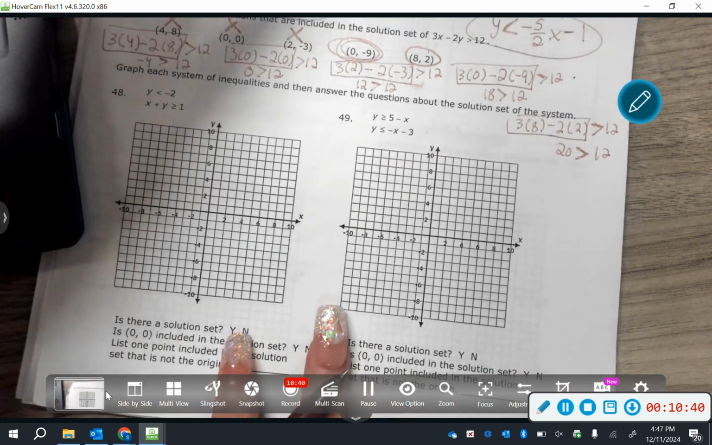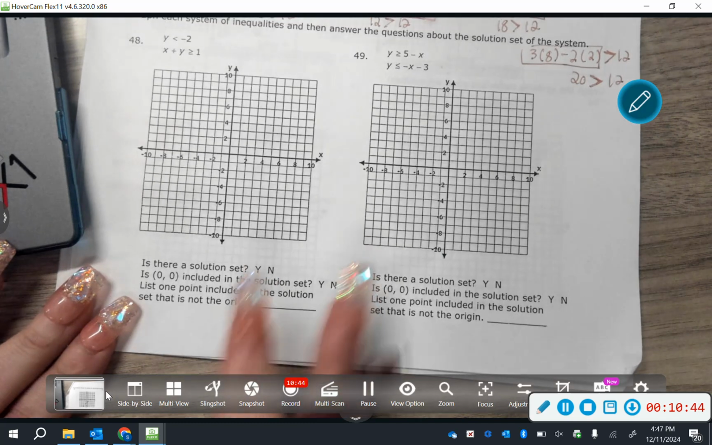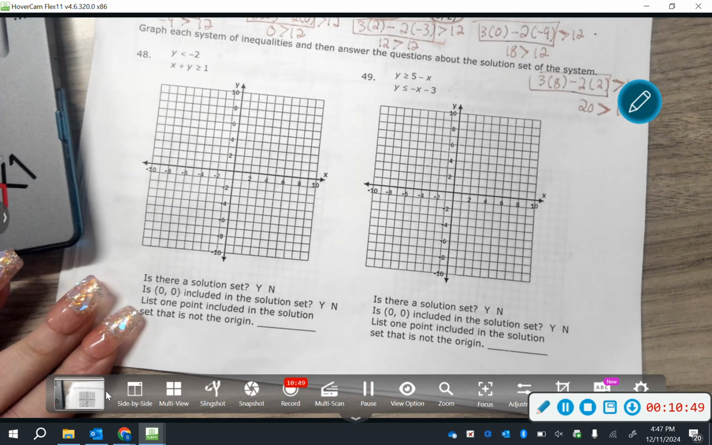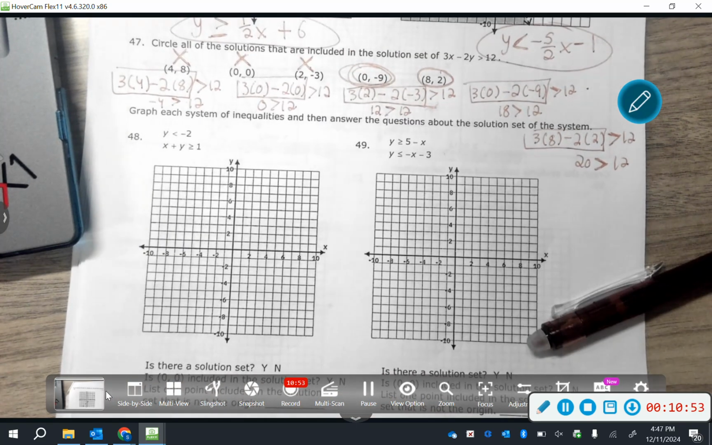Okay, I'm going to scoot down. Here's what I got for 48. It says graph the system of inequalities and then answer the questions to the solution of the system. I'm going to go grab 2 different color highlighters. BRB.